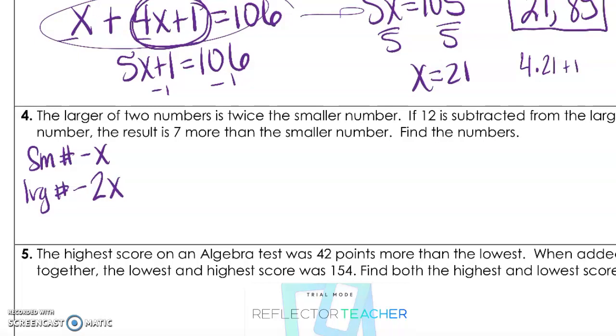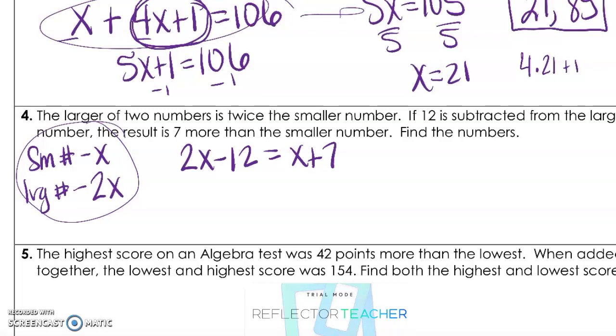Then we have to look at the equation. 12 is subtracted from the larger number. So that would be 2x minus 12. The result, so equals 7 more than the smaller one, x plus 7. So here I think it is important to put this off to the side so you know smaller one we're calling x, larger one we're calling 2x.